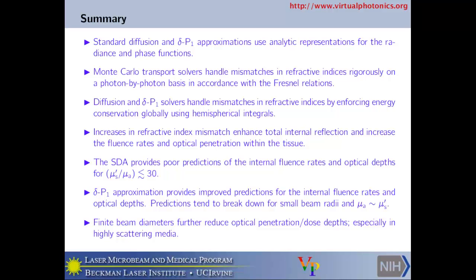But these predictions do tend to break down for small beam radii and for comparable values of mu A and mu S prime. And then finite beam diameters further reduce the optical penetration and dose depths, especially in highly scattering media, where scattering will provide effective lateral dispersion of the light.